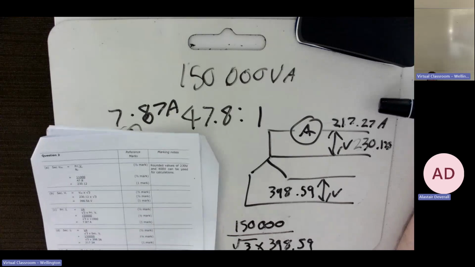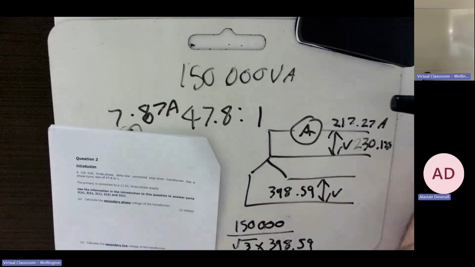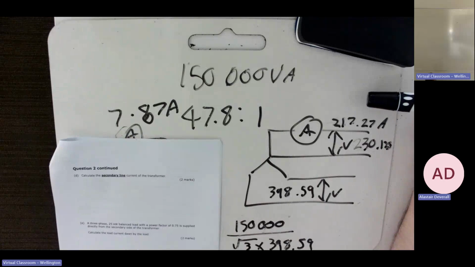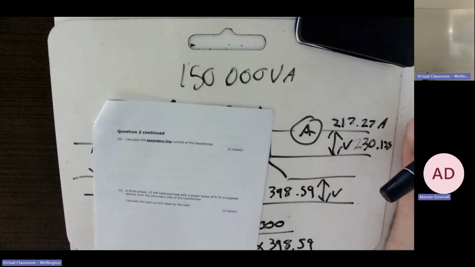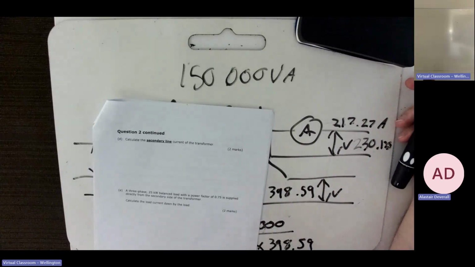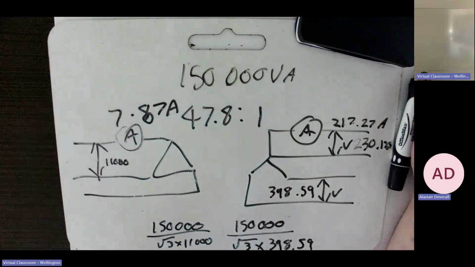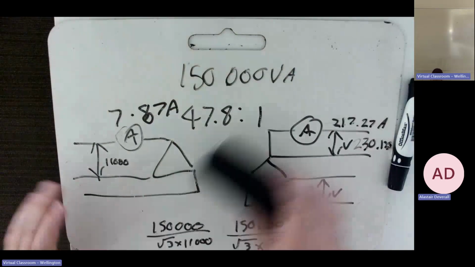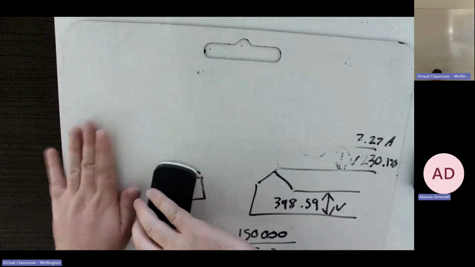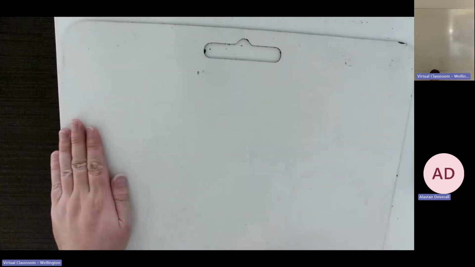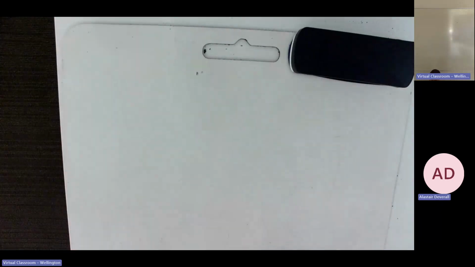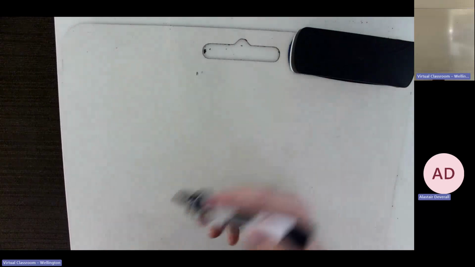Question E is less obvious. We actually have to look at the question. Our question E is we have a 25 kilowatt balanced load with a power factor of 0.75 supplied from the secondary side of the transformer. So in order to answer this question, first we need to get rid of all of this. So that goes in space to the right. So first we need to get our voltage.